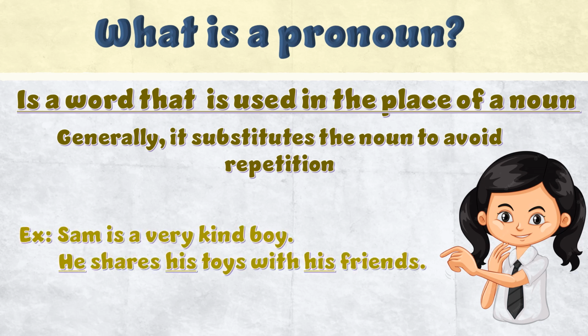So, a pronoun is often used because the person or thing has been mentioned earlier. For example, Sam is a very kind boy. Now, in the next line, we are saying he shares his toys with his friend. Here, we replaced Sam with he. So, he is pronoun.